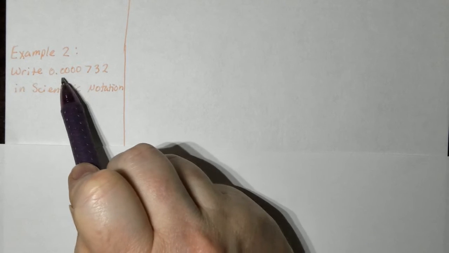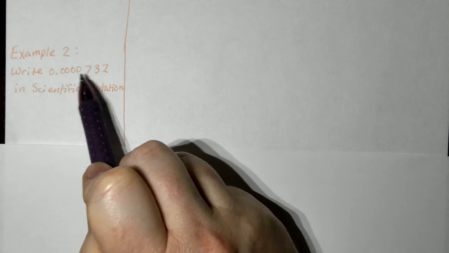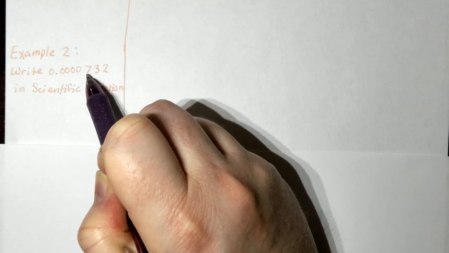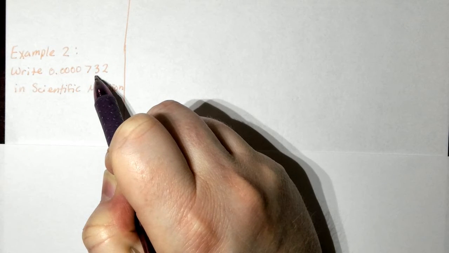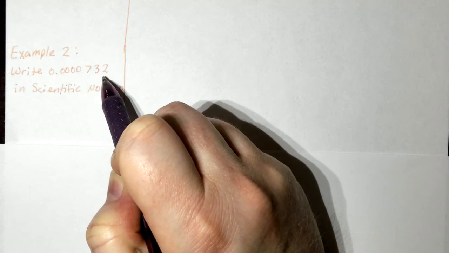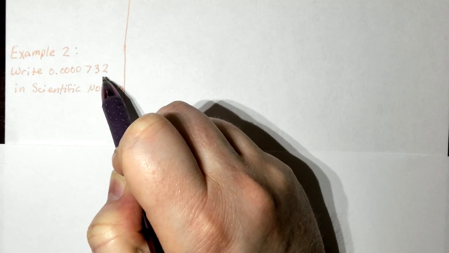Example number 2. Write this craziness, 0.000732, in scientific notation. 10ths, 100ths, thousandths, 10 thousandths, 100 thousandths, millionths, 10 millionths. So this is 732 10 millionths that I need to write in scientific notation.